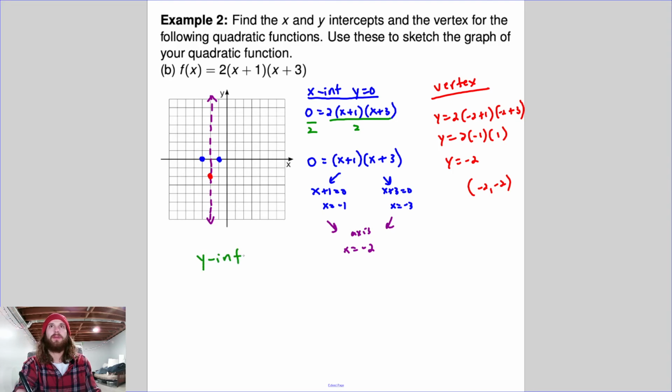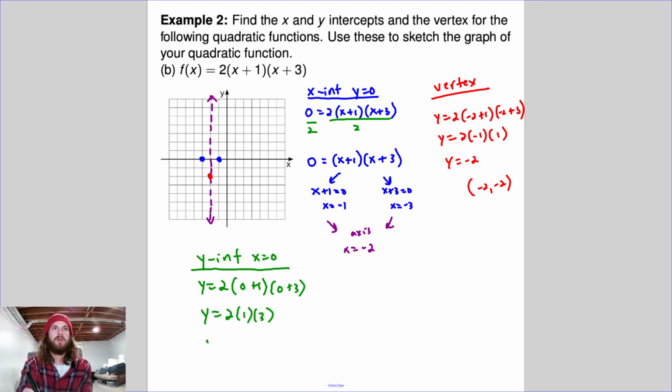The y-intercept is where x equals 0. So plug in 0 for x, and you'll get y equals 2 times 0 plus 1 times 0 plus 3. Y equals 2 times 1 plus 3, which is y equals 6. So our y-intercept is (0, 6).